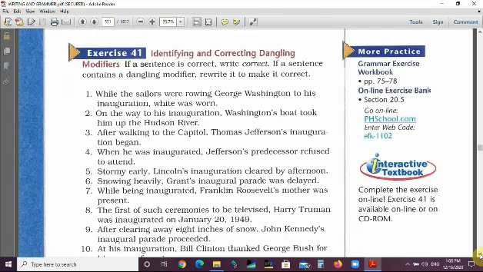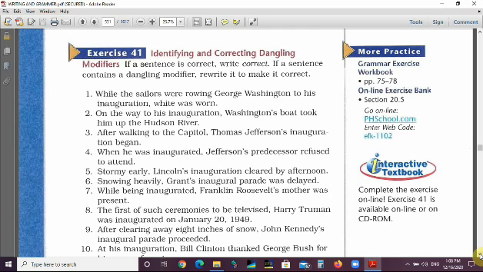Identifying and correcting dangling modifiers. If a sentence is correct, write correct. If a sentence contains a dangling modifier, rewrite it to make it correct. Number 1: While the sailors were rowing George Washington to his inauguration, white was worn. Rowing means sailing him by boat, to his inauguration, to become officially president, white was worn.